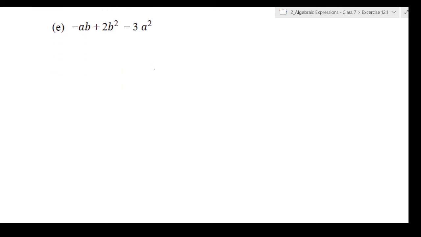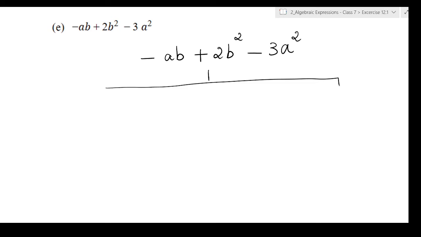So we have minus ab plus 2b square and minus 3a square. How many terms are there in this particular algebraic expression? There are 3 terms in this algebraic expression. Which are they? Minus ab plus 2b square and minus 3a square.